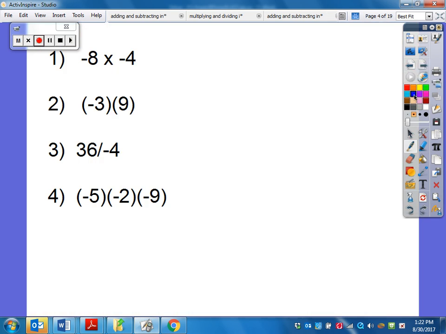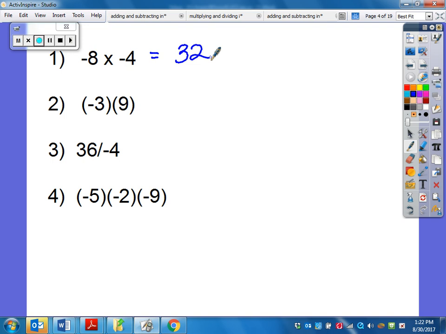So let's look at this first problem. Negative 8 times negative 4. Well, I know that a negative times a negative is going to be a positive number, and 8 times 4 is 32. So my answer is positive 32.